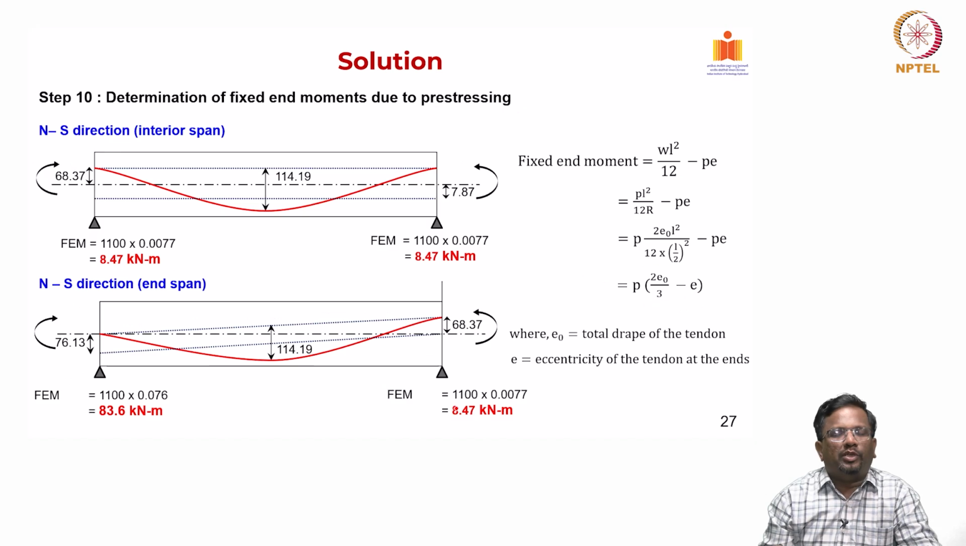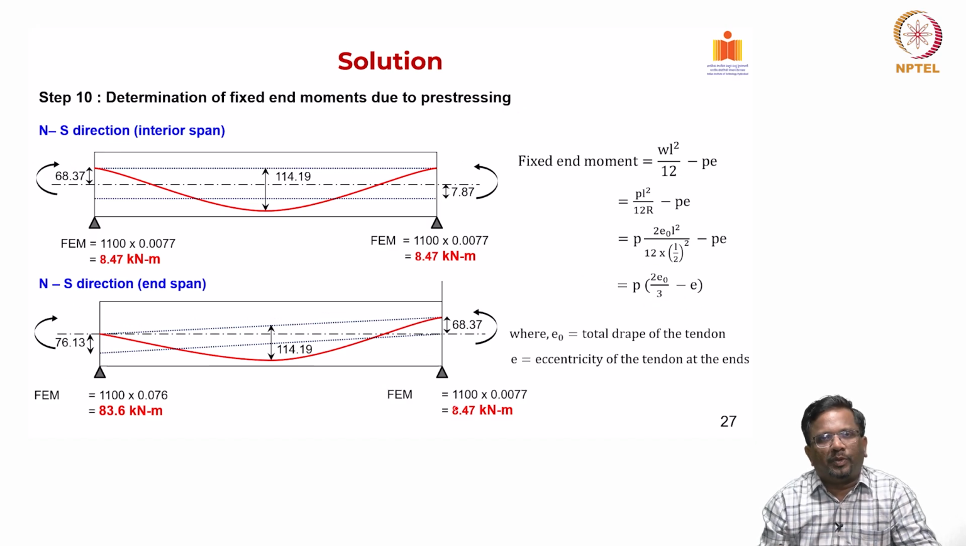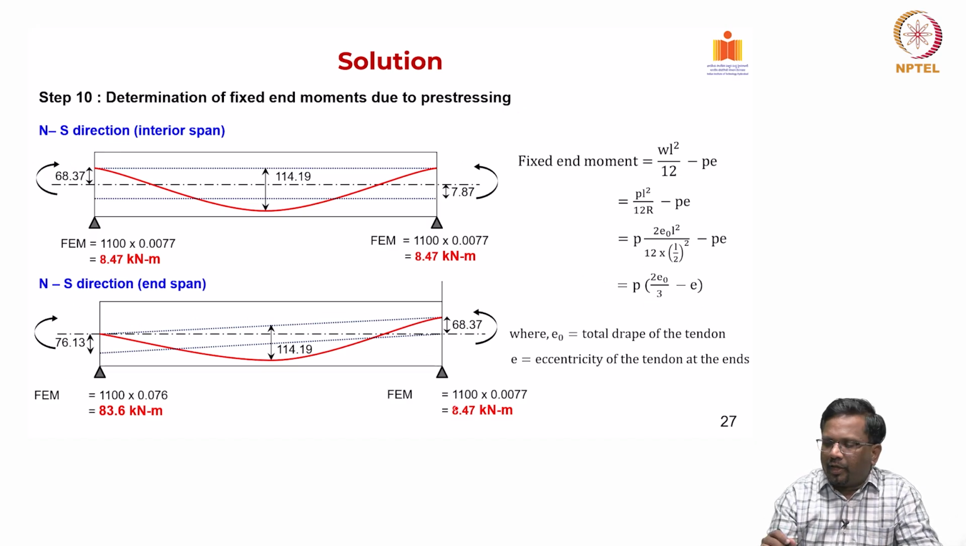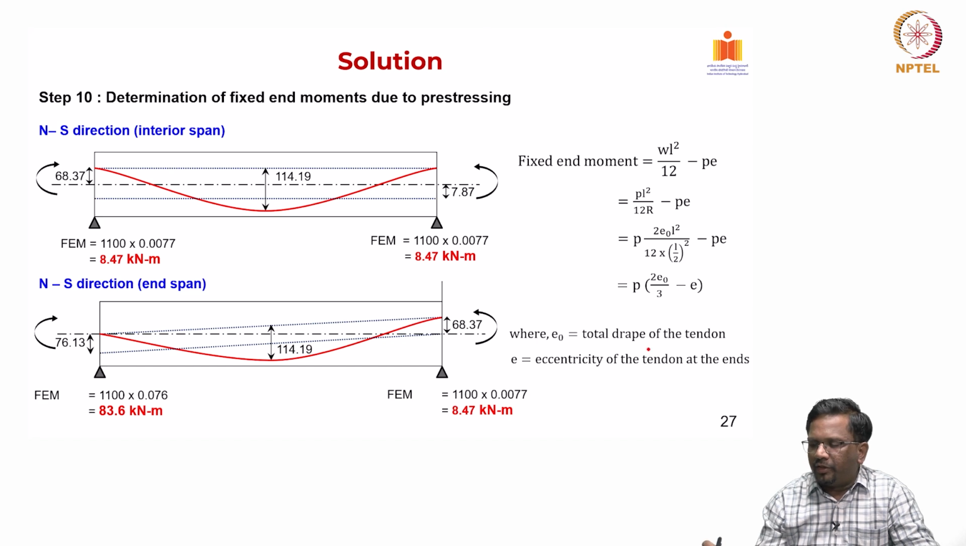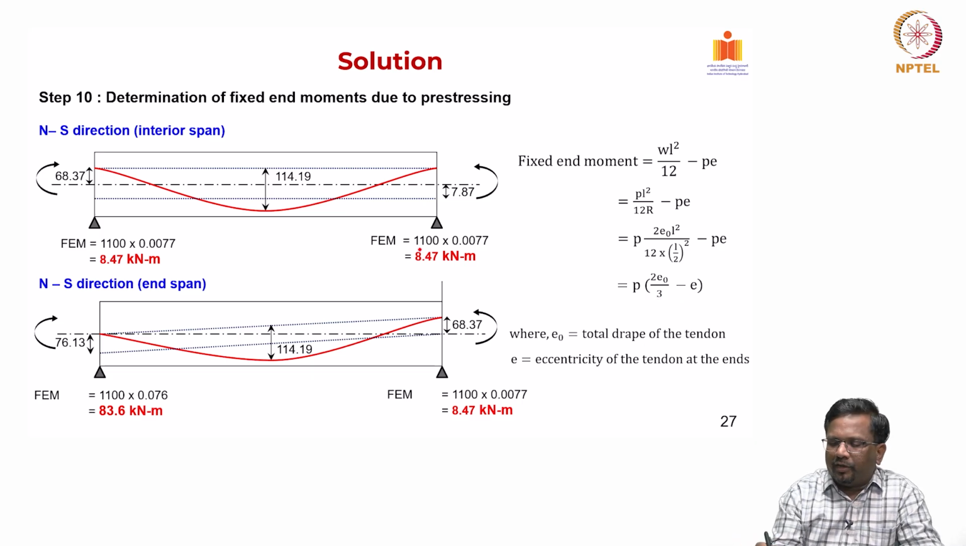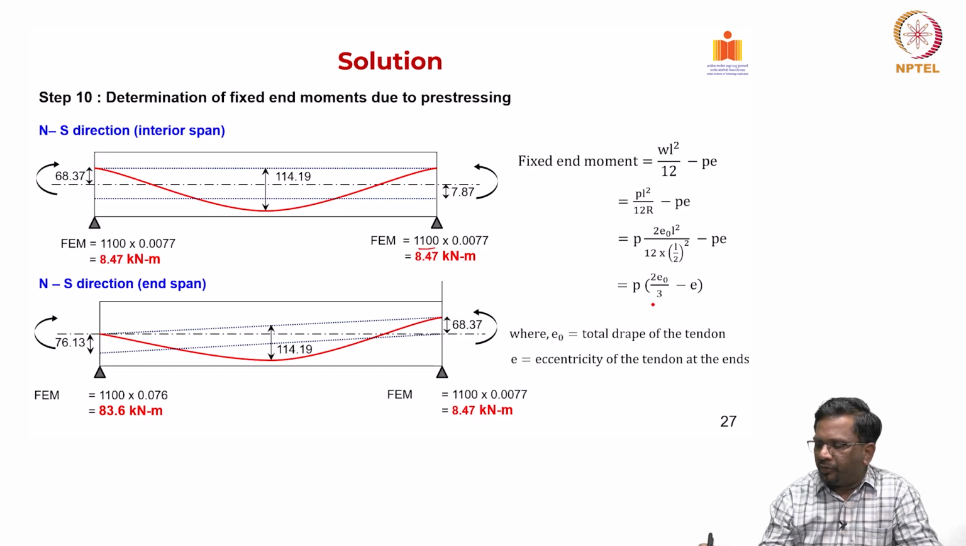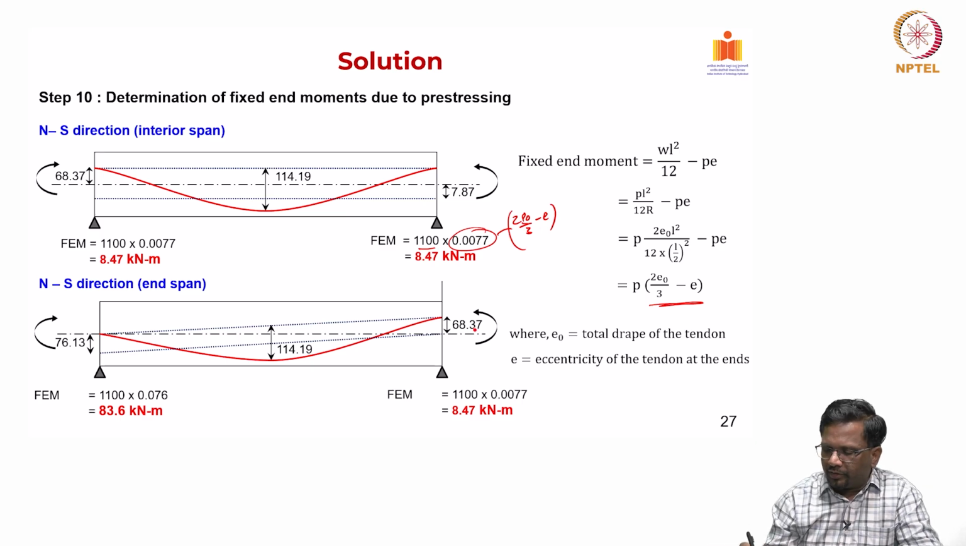So, similarly, we do that for north to south direction interior span and north to south direction end span, and again the same equation is valid. You get your total drape minus the eccentricity will give me this. So, P is your pre-stressing force, right. So, 1100 is here, and if you substitute this is working out to be basically 2 E naught by 3 minus eccentricity, right. So, similarly, this is also same. So, this 0.007 is nothing but 2 into E naught by 3 minus eccentricity, right.